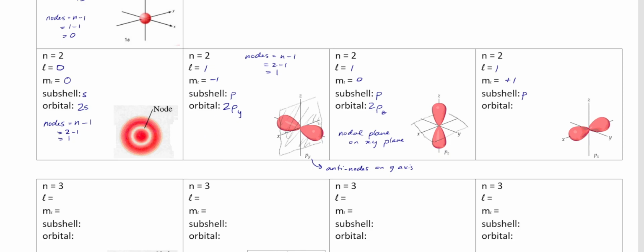Here, the nodal plane was on the xz plane. And then over here, my antinodes are along the x, as seen by the designation there. So I say 2px, and the nodal plane along yz. Okay, so nodal plane along yz right here. And so all along the yz, there can be no electron. Okay, now we'll write that in.